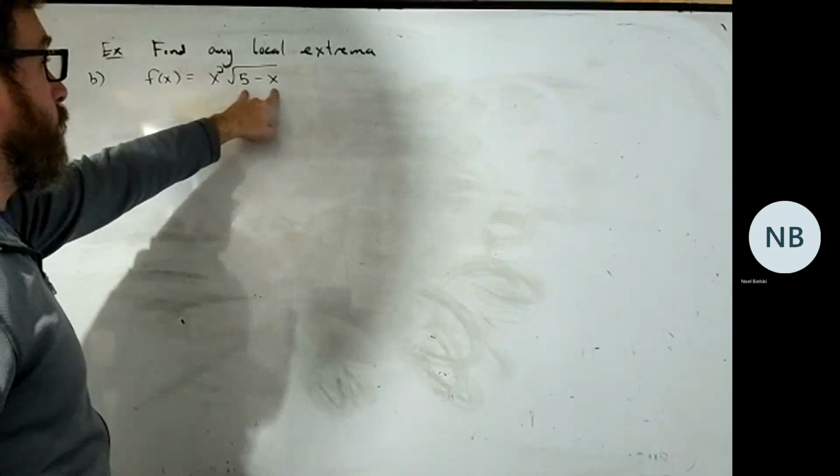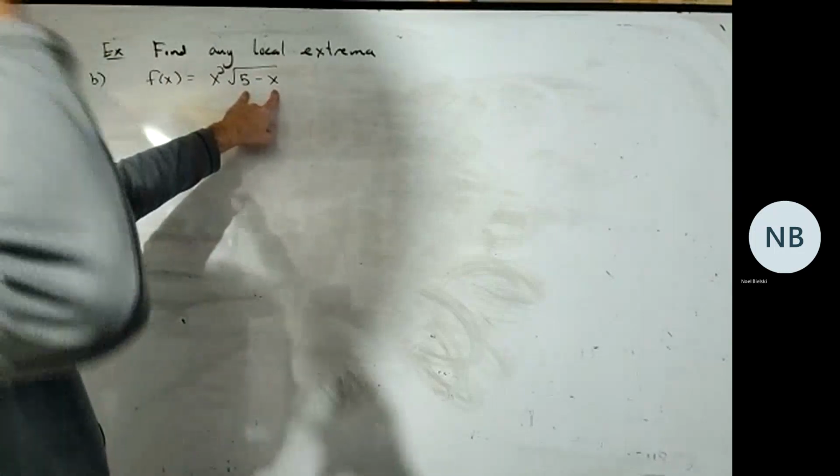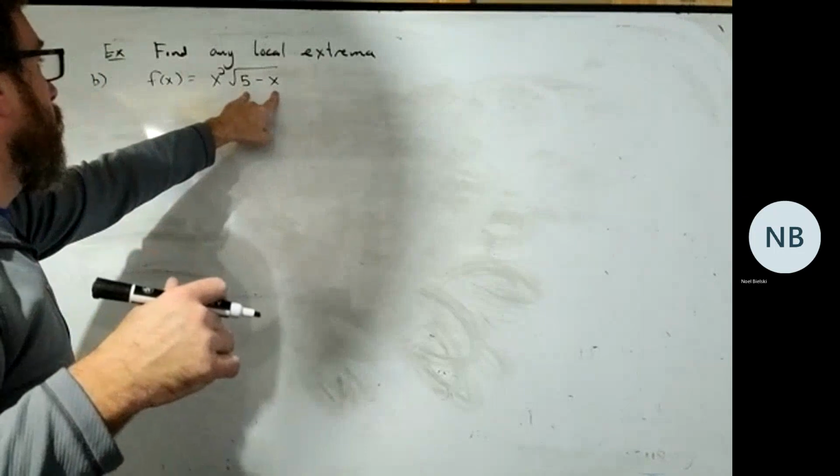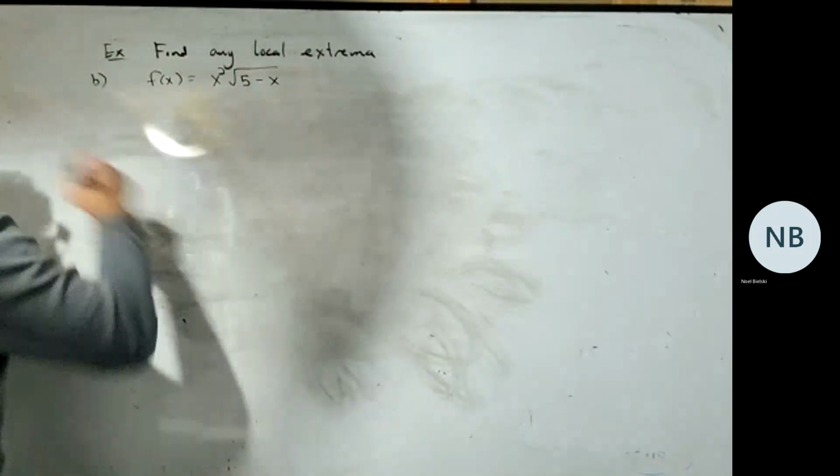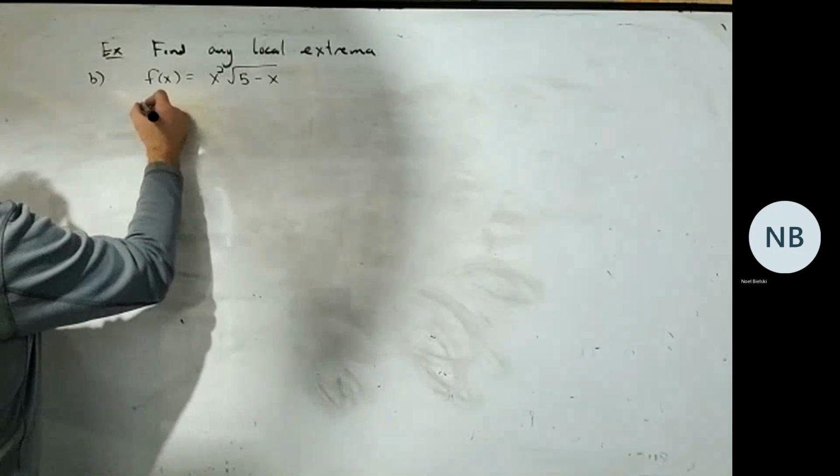The endpoints are going to happen where what's underneath here is equal to 0. We'll see in a minute here, so pretend we don't see that. The first thing we have to do is find our critical points, so I have to find its derivative.